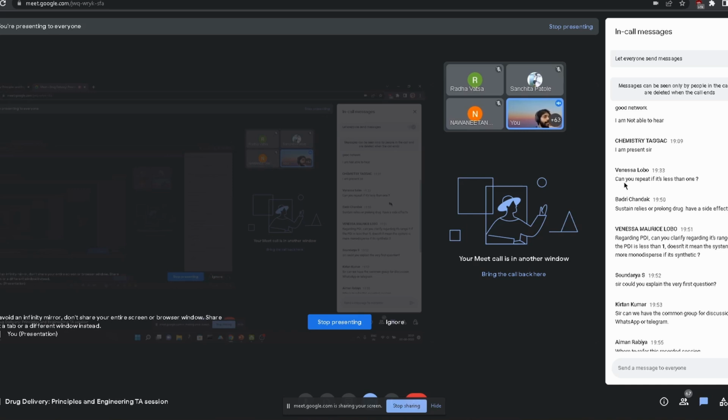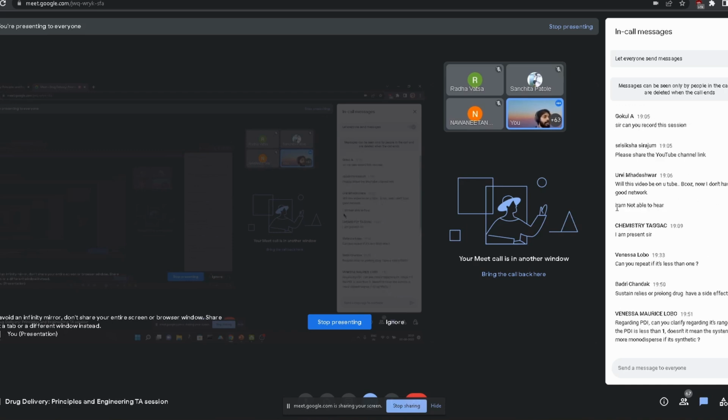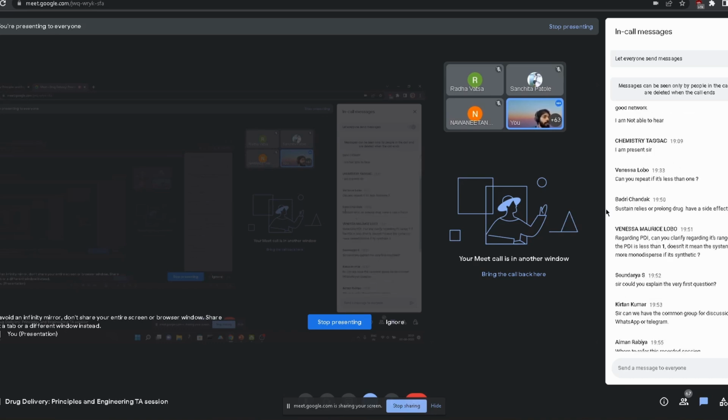Okay, so I guess they're talking about polydispersity index. Polydispersity index cannot be less than one. The minimum value for polydispersity index is one. It's greater than one, but the minimum value it can be is one.